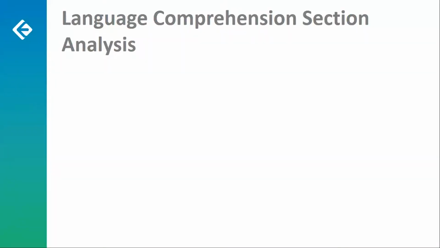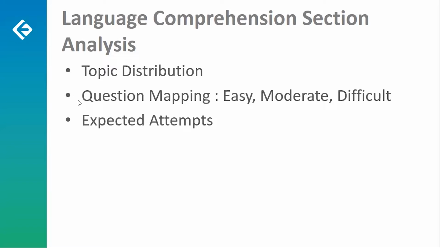Now, when we look at the analysis, we are bothered about basically three aspects. One is the topic distribution. We will look at the questions and also try and tell you the weightage, or the importance, of various topics that have come through the topic wise question distribution.